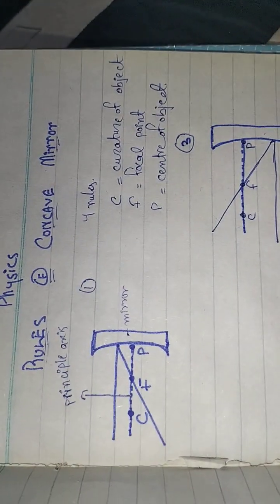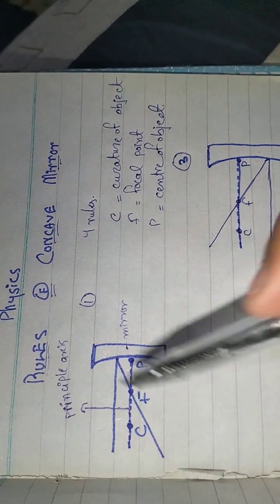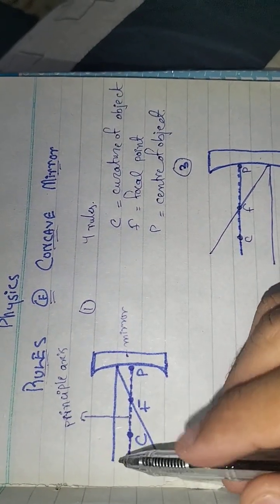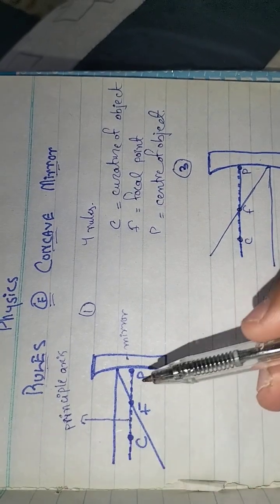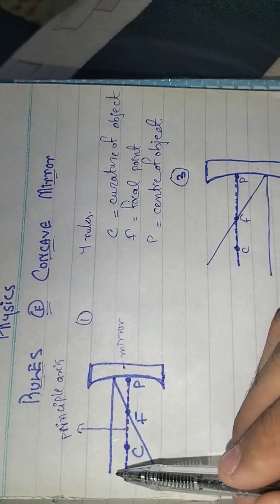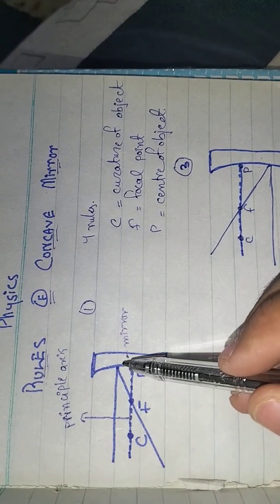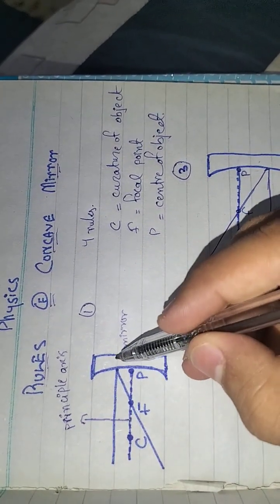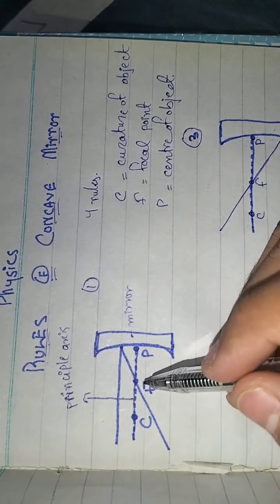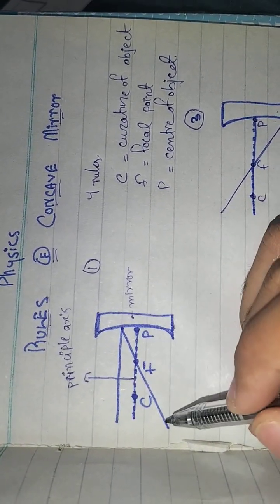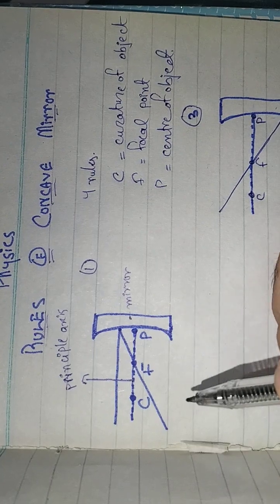So here you may see a line going parallel to the principal axis, a ray or the light passing parallel to the principal axis and reflecting back, or bouncing back, through the focal point. You may see it is crossing over the focal point. That is called our rule number 1.